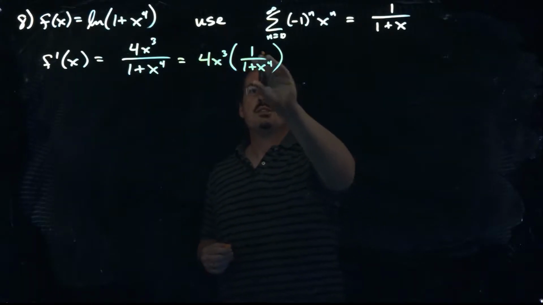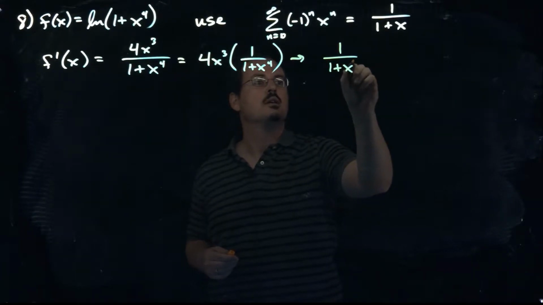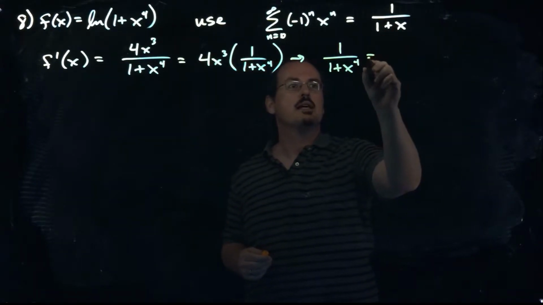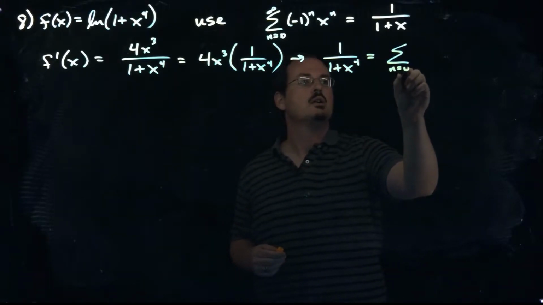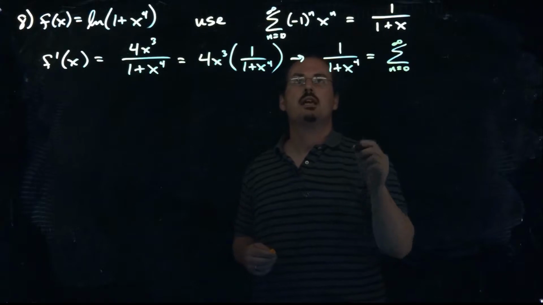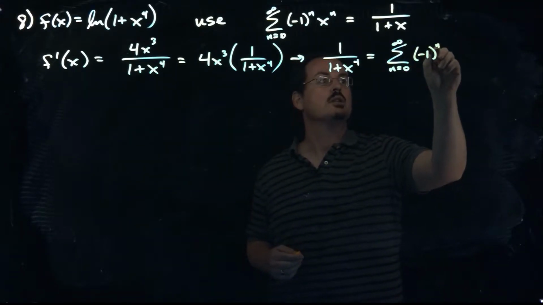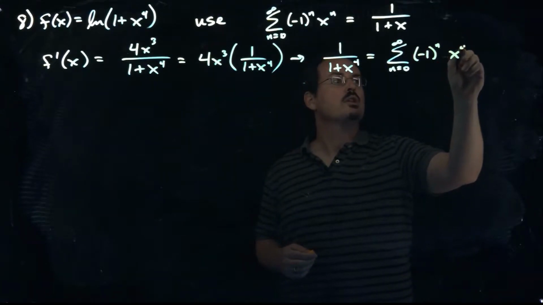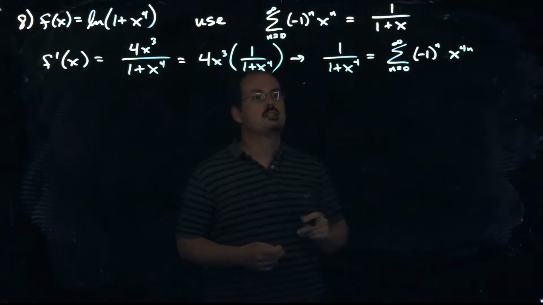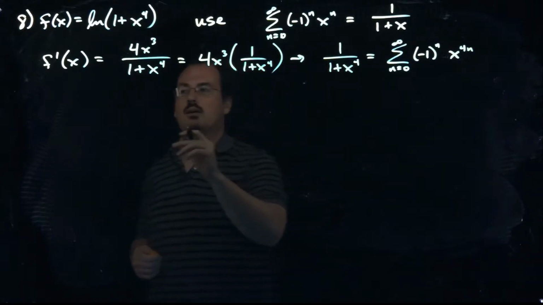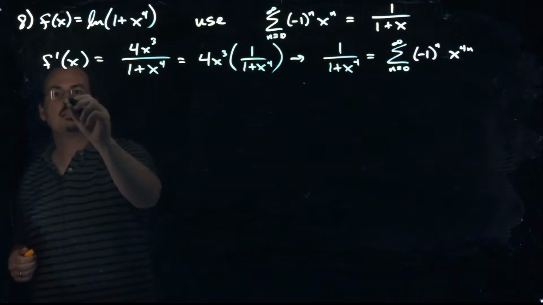Then we look at just the 1 over 1 plus x to the fourth, and realize it looks almost exactly like that. So we can use the composition rule for power series and just replace that x to the n with x to the fourth. So this will look like minus 1 to the n, x to the fourth to the n, which ends up being x to the 4n. Okay, so that's the power series for this, and the power series for 4x to the third multiplied by that is what we want next.